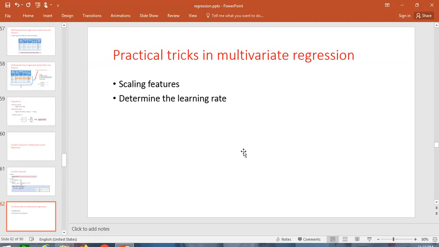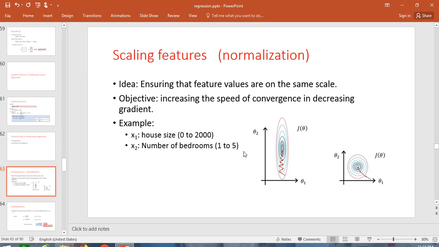One of the main steps that must be done in the preprocessing phase is scaling. The second thing we want to talk about is the learning rate. The purpose of scaling is to ensure that the values of different variables and attributes fall within the same range. This makes the convergence speed of the algorithm much higher.